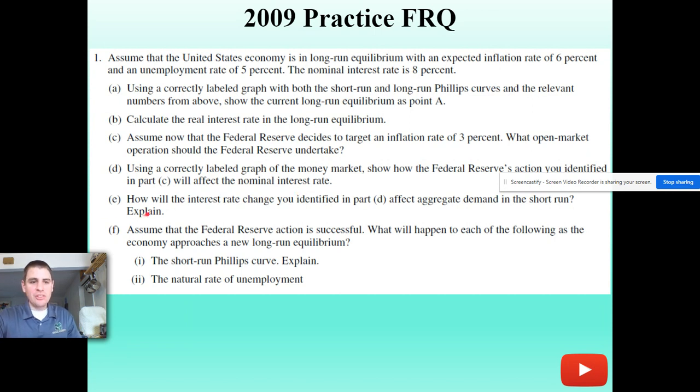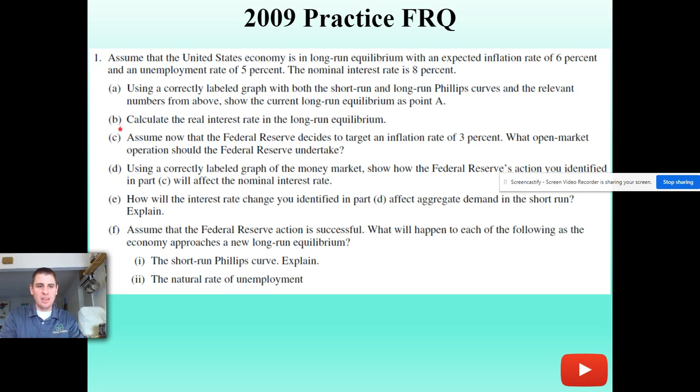Now, your explanation in Part E should go over those steps about investment spending and interest rates and how it influences. Anyway, from E and F, we're in a recession. So assume that the Federal Reserve action is successful, meaning we're in a recession. What will happen to each of the following? By that I mean the Federal Reserve action is successful.